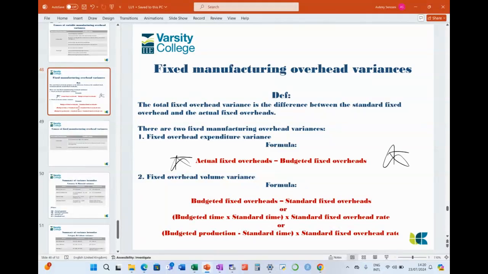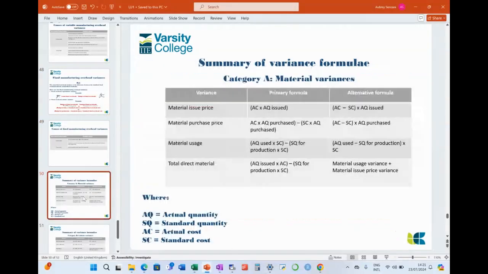And then the next one is the fixed overhead volume variance. So already you know, here we're talking about how much we anticipated the volumes to vary by. So you have your budgeted fixed overhead minus your standard fixed overhead. Again, favorable and unfavorable.